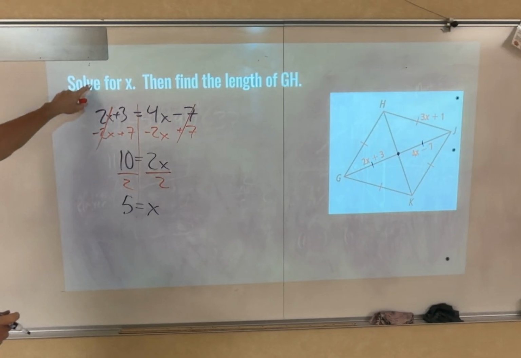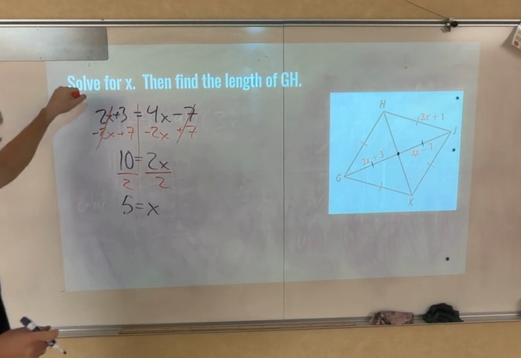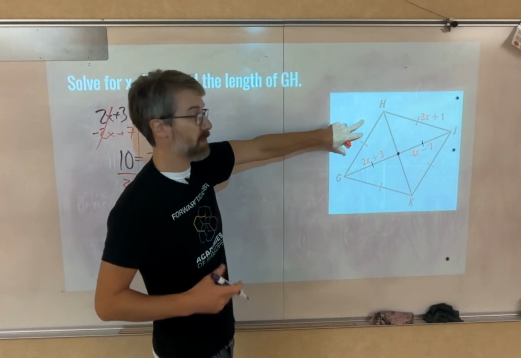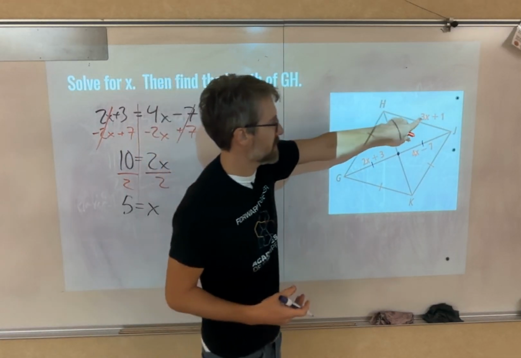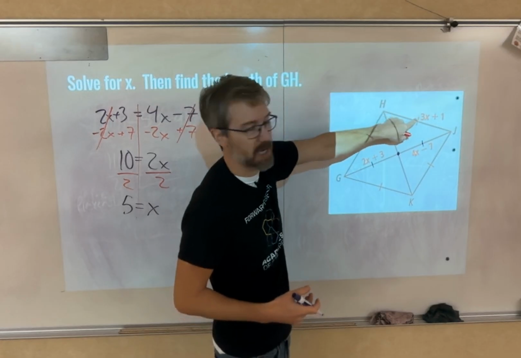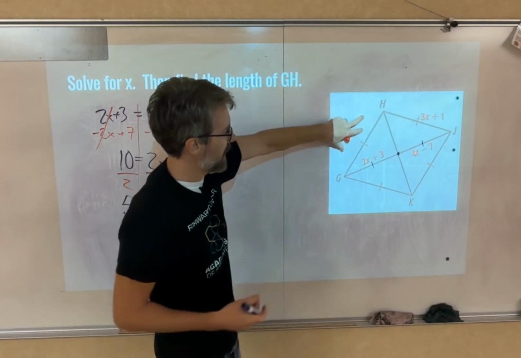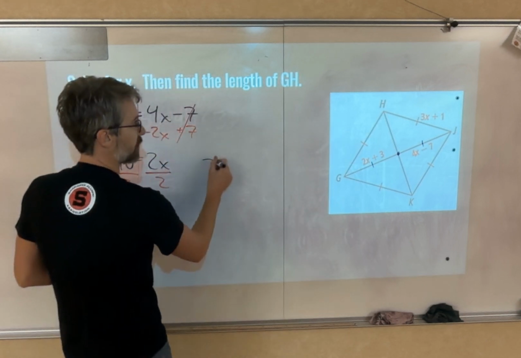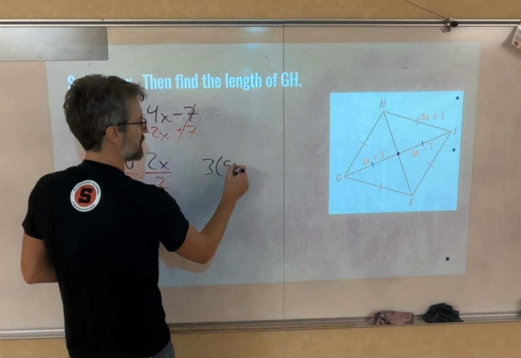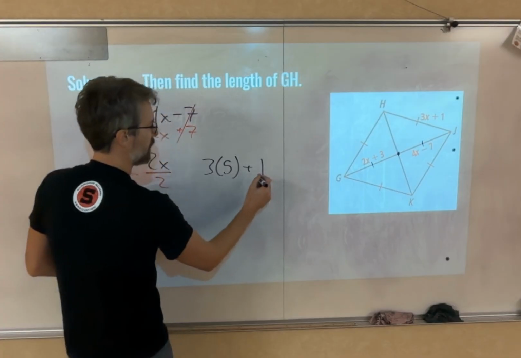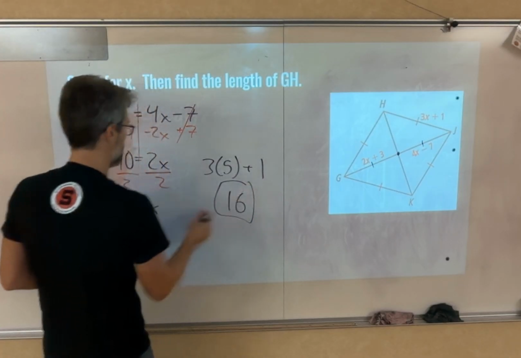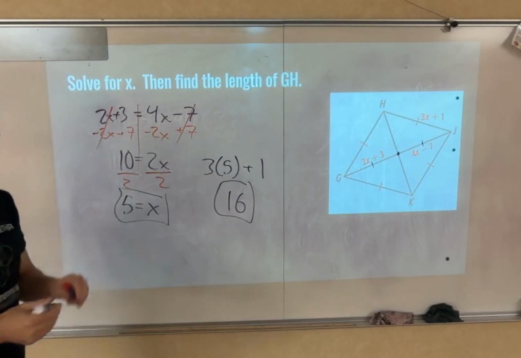That's the first part. Now we need to know the length of GH. So if I look at my diagram, there's no equation for GH, but because it's a rhombus, it doesn't matter because the equation for HJ is going to be the same length as GH. So I just need to plug in now: 3x is 3 times 5 plus 1, and that is 15 plus 1, which is a length of 16. So there's our 2 parts to our answer.